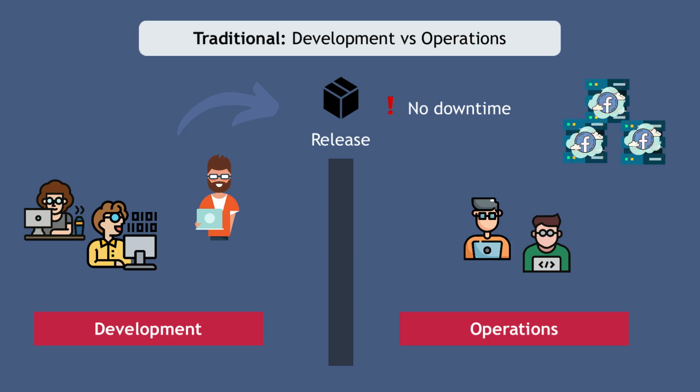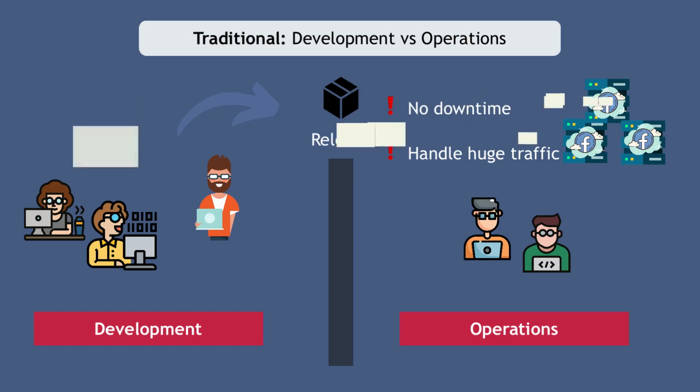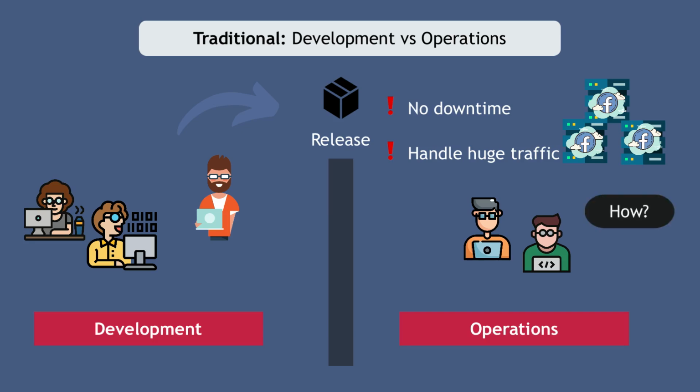Another thing that the operations team has to make sure is that the application is able to handle millions and millions of requests. In case of Facebook, of course, there are loads of users using the application every day, so the application has to handle that traffic. And again, the operations team is responsible for that. How does all this happen? How do they make sure that the operation has no downtime and is load resistant and keeps running even if millions of people access it at the same time?